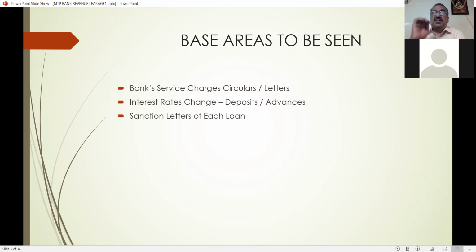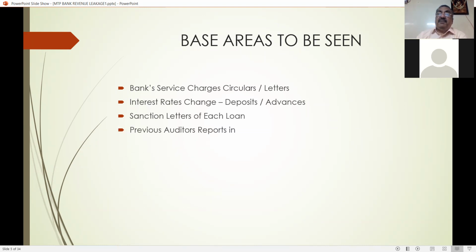See, in some sanction letters, they say MCLR, the lending rate, plus 2%, lending rate plus 3%. So this lending rate, MCLR, you can get from the sanction letter. That means the interest rate has been fixed based on the rate mentioned in the sanction letter. So you have to go through the sanction letter and arrive at the interest rate for each loan.